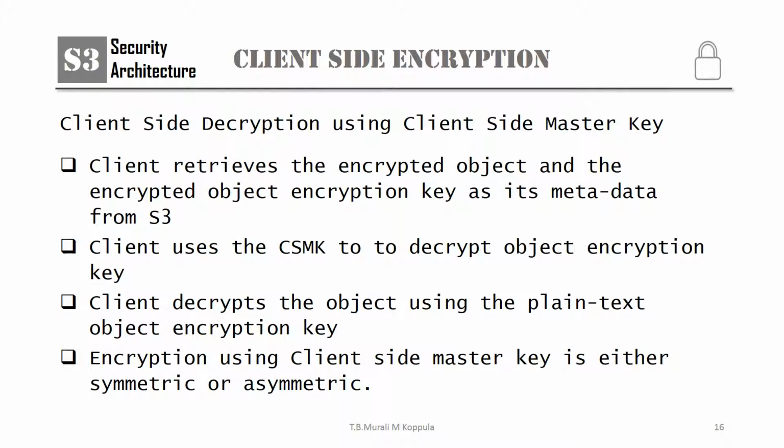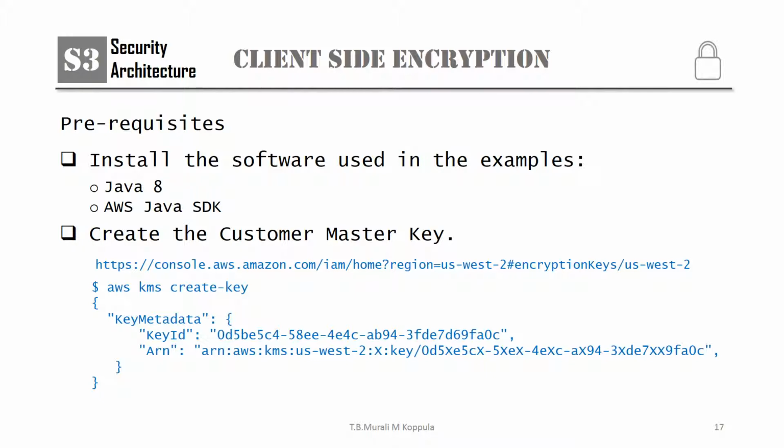The subsequent slides will demonstrate with examples the two options of the client-side encryption: the option of using customer master key with the Amazon key management service and the client-side encryption using client-side master key. The encryption algorithm used when using client-side master key is typically AES for symmetric encryption. The asymmetric encryption typically uses RSA. The demonstration examples are written in Java to show how the objects are encrypted using the methods described before. So, we first need to install Java 8 and AWS Java SDK.